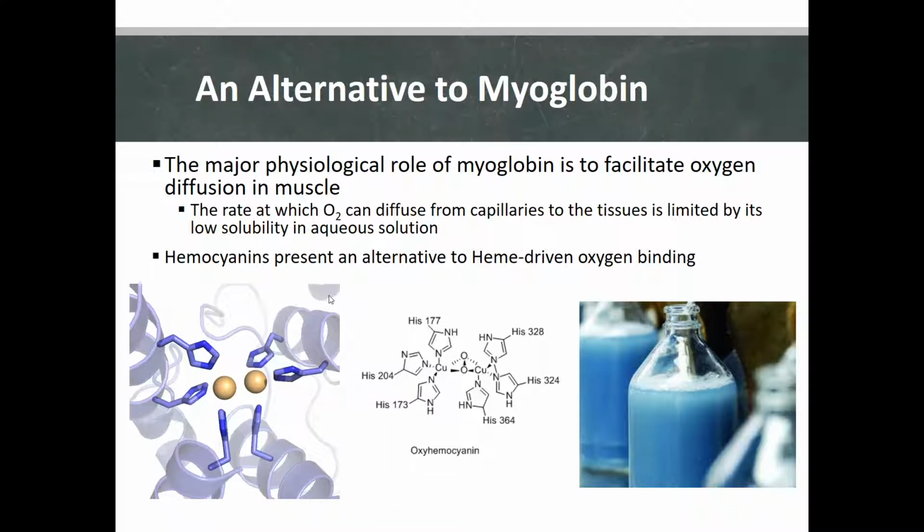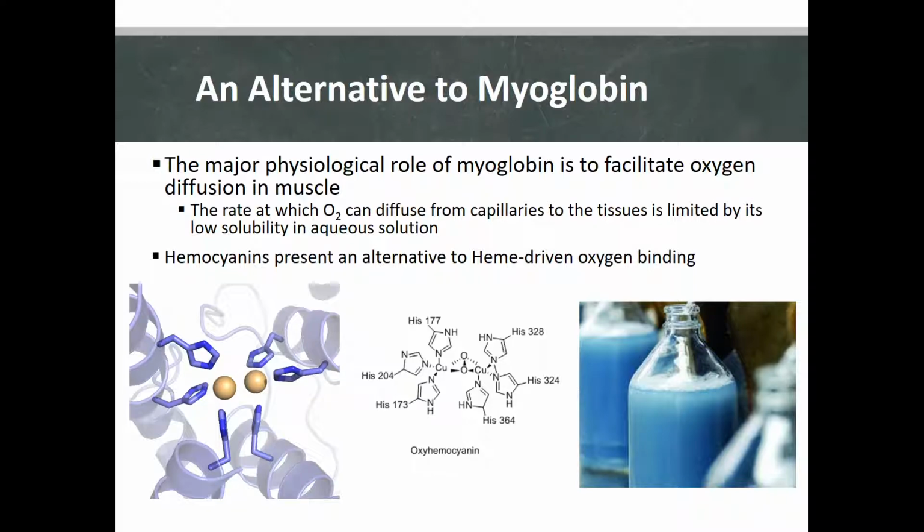Here you have a copper-centered mechanism. In the binding site there are histidine residues, and it's a symmetric binding site. You have 3 histidine residues on one side, 3 on the other. 2 coppers overall become coordinated, and oxygen binds across those coppers. This is important because this is not your heme-based binding mechanism like you saw for myoglobin or hemoglobin. It represents an alternative to heme-driven oxygen binding.